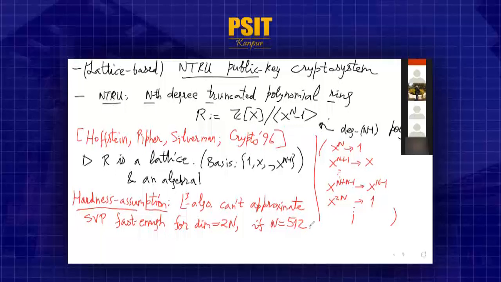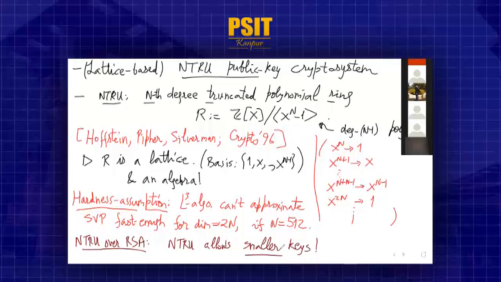And the advantage is smaller keys; public and private keys are smaller. So RSA these days requires more than 2000 bits. And here you are able to do a third or half of that. So yeah, I think the time is up.